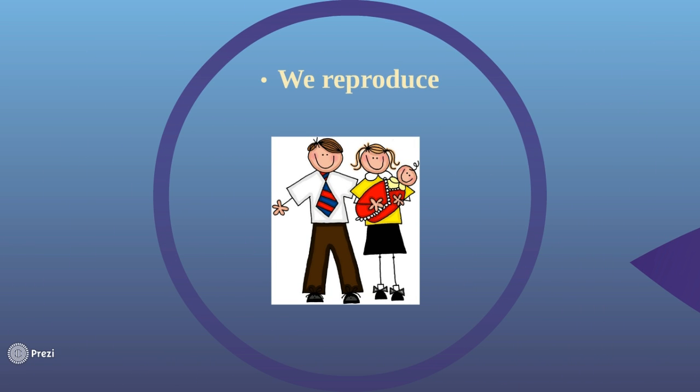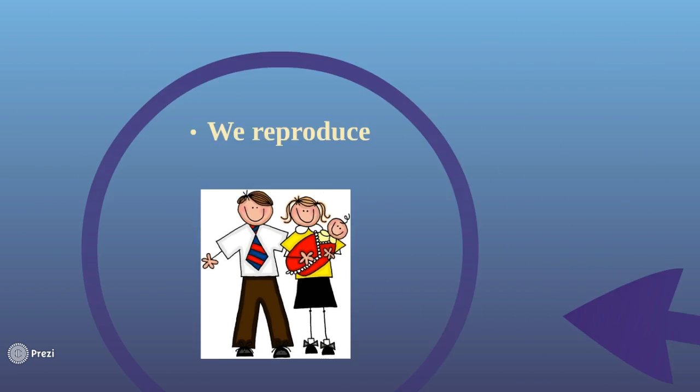Next, we reproduce. Humans must reproduce to carry on to the next generation. If we do not reproduce, the whole human race will become extinct. So this is another unique characteristic of all living organisms.